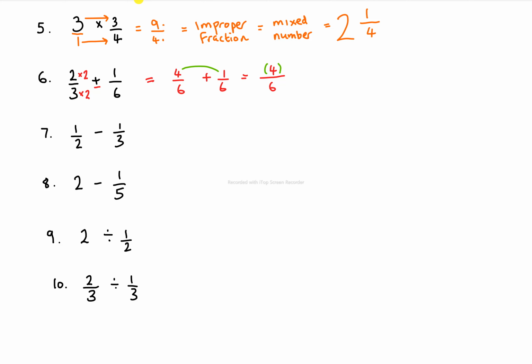Right, so I need to remove that. Let me delete that. And put 4 plus 1 is 5. 5/6. That is in its simplest form, so I can't do anything with it. Right. One second. Right.